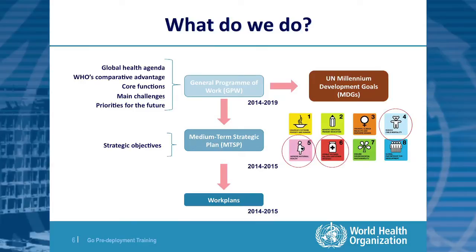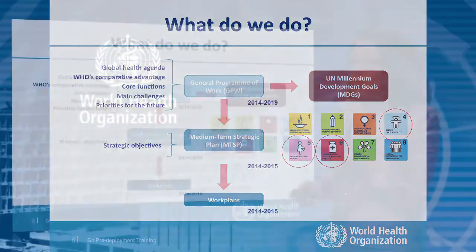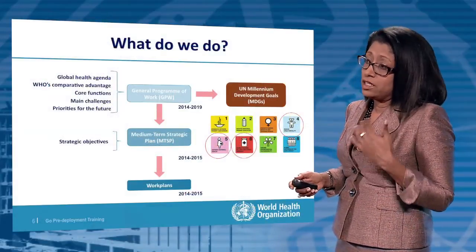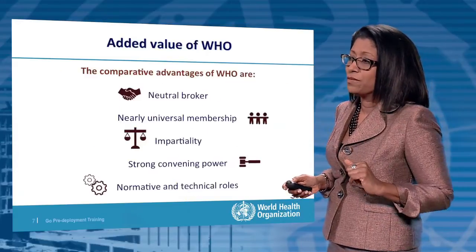And within the organization, you will see in the flow diagram, it goes to a medium-term strategic plan, which has strategic objectives, and it is really a results-oriented plan. And these are then further worked into work plans for the whole organization, with the different parts of the organization, country offices, regional offices, and the headquarters and the global work feeding into these strategic objectives. So within WHO, this is how we take global priorities, overlay them with our roles and functions, and work it right into workable everyday work plans that colleagues like me, and maybe you, have to fulfill.